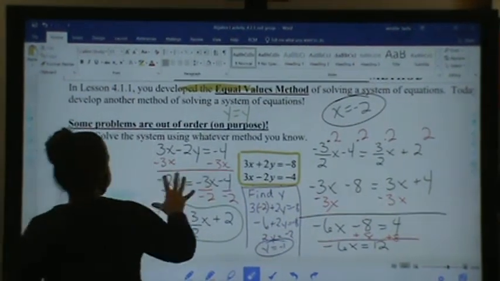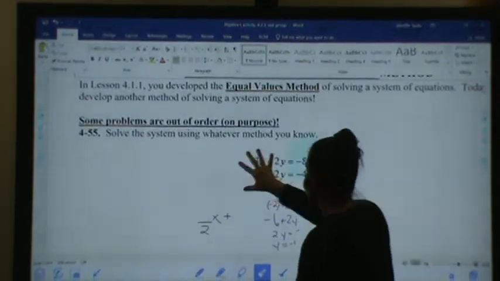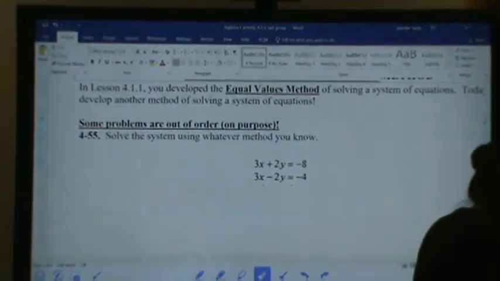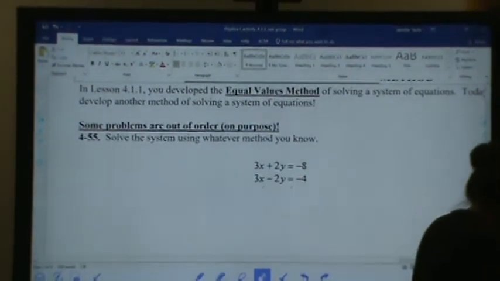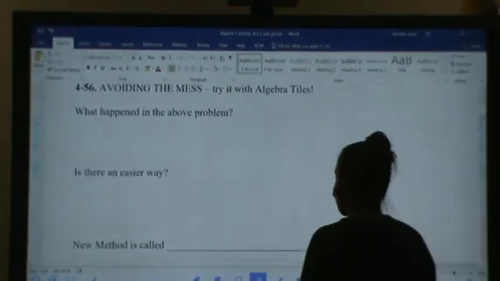Some of you are nodding your head yes. Okay, let's go and see if we can find this in a little bit less than 11 steps. All right, let's scroll down here. Avoiding the mess. Well, what happens in this problem?